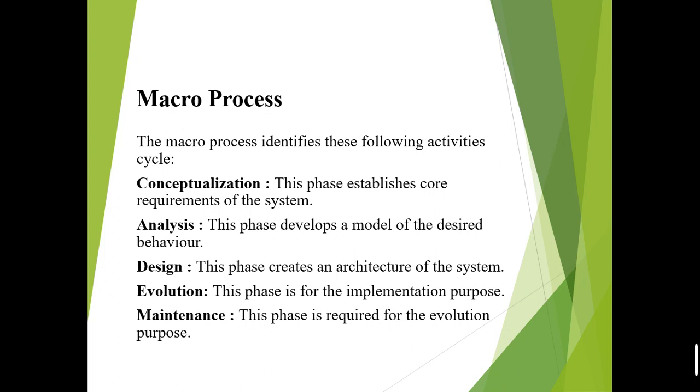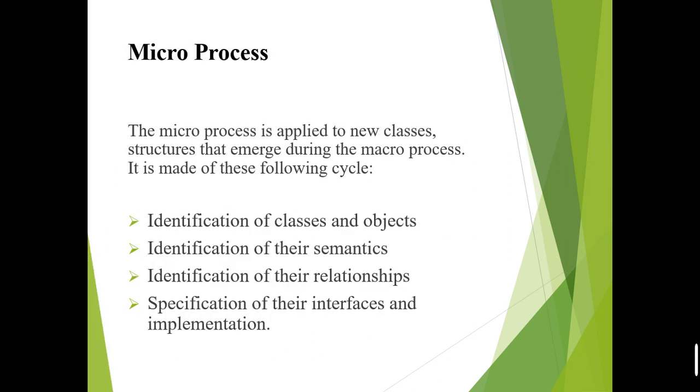The macro process identifies the following life cycle activities. The first one is called conceptualization. This phase establishes the core requirements of the system. The second one is analysis. This phase develops a model of the desired behavior. The third one is called design. This phase creates an architecture of the system. The fourth one is called evaluation. This phase is for the implementation purpose. And the fifth one is maintenance. This phase is required for the evolution purpose.